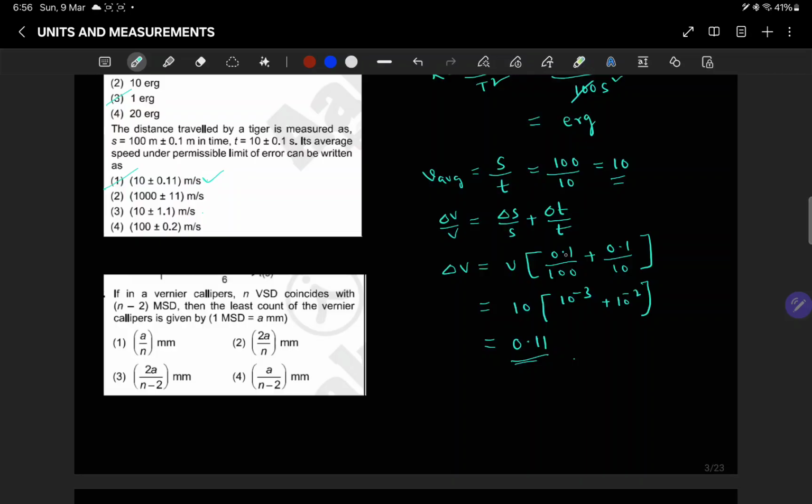I think this point is clear now. 10 power minus 1 by 100 is 10 power minus 3. 10 power minus 1 by 10 is 10 power minus 2. With normal multiplication, you will get the answer.